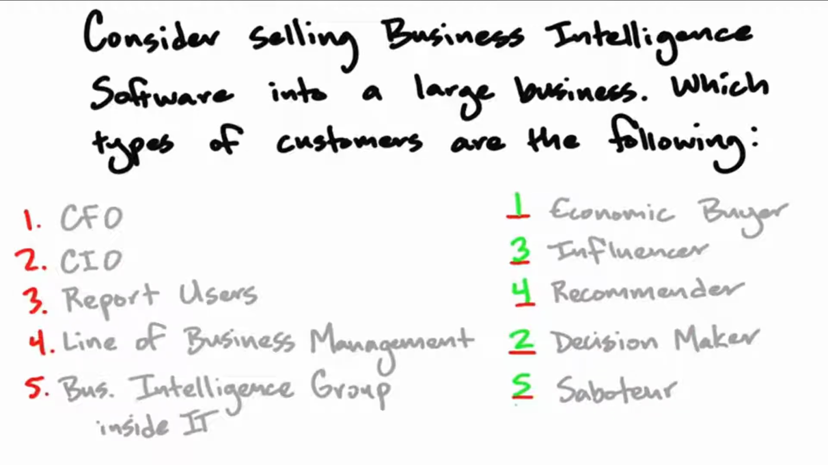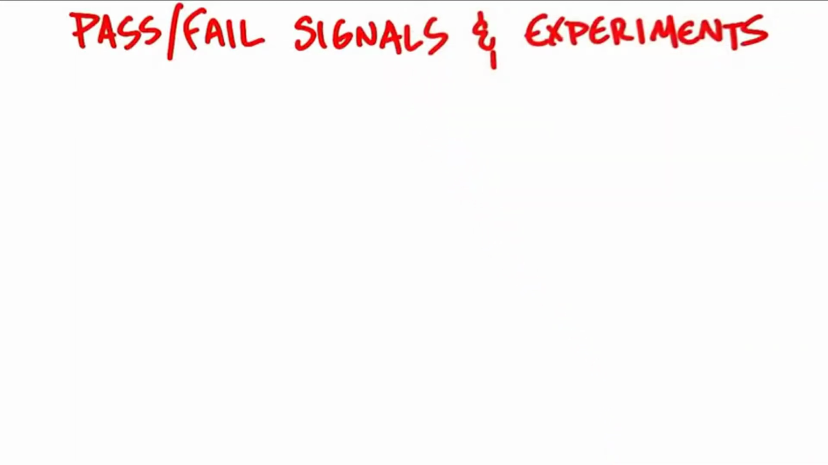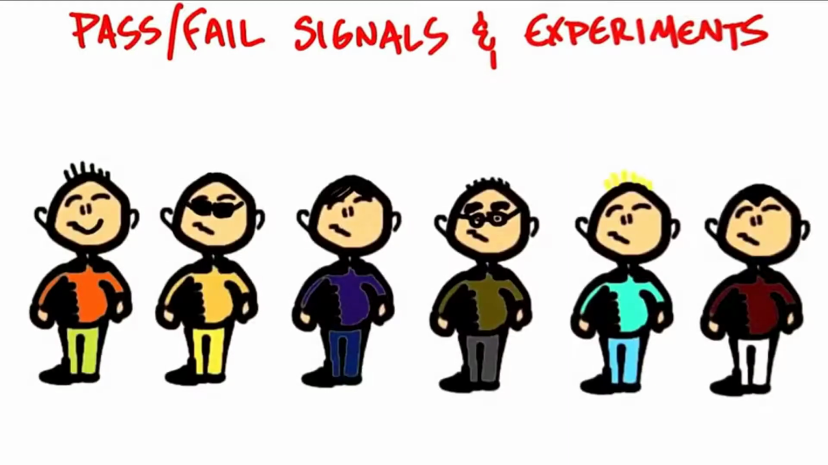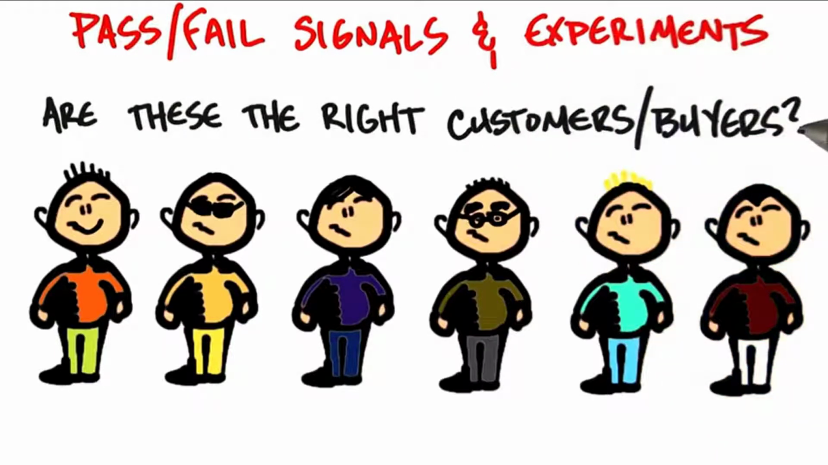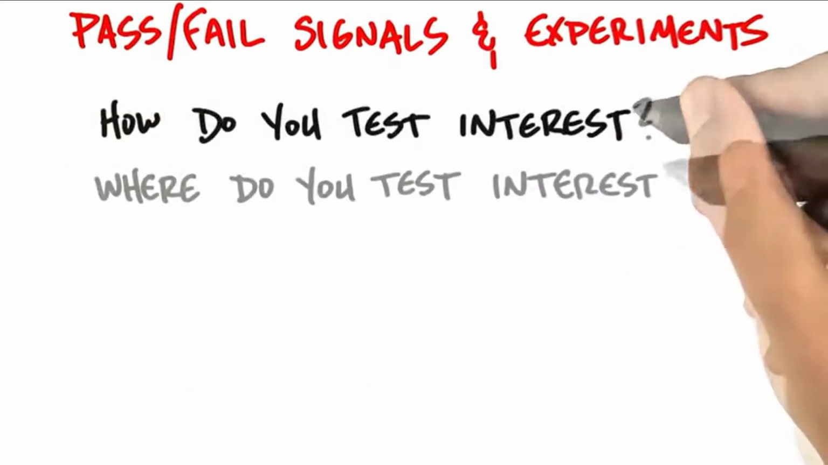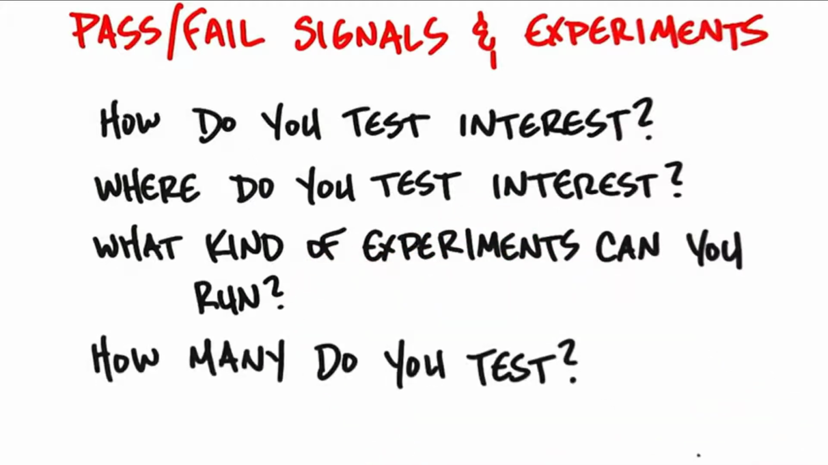Remember, we've been talking about pass-fail signals and experiments. So as you get out of the building and start talking to these potential customers, you need to set up some experiments. How do I know these are the right customers or the right buyers? And so you want to set up a series of experiments to test interest and figure out where you want to test it, what kind of experiments you can run, and how many you test.